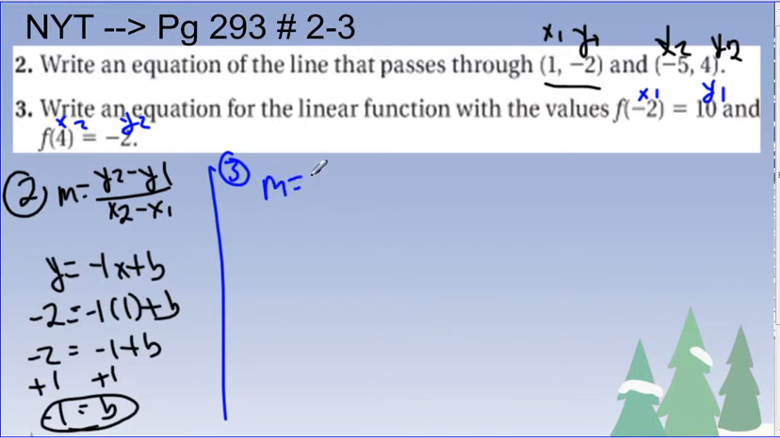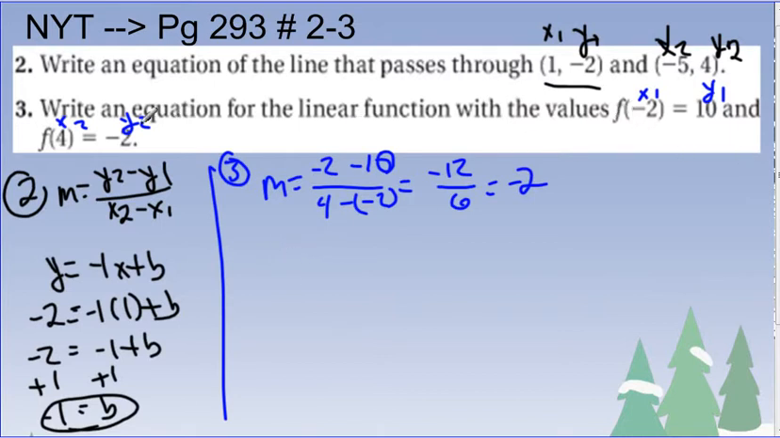M equals y2 minus y1 over x2 minus x1. That's a 10, not a 16. So that gives us negative 12. That gives us a positive 6. That simplifies to be negative 2. And then you plug that stuff in with one of your points.